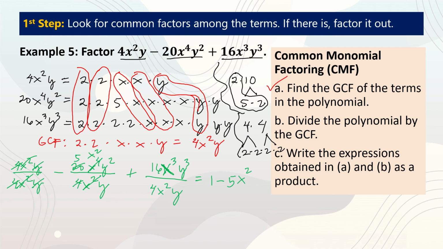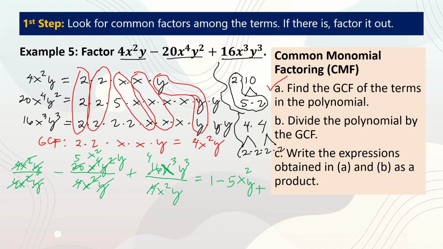Then, the y squared divided by y, dalawang y ang nasa numerator, isang y sa denominator. So, maka-cancel out na nasa denominator, may matitirang isang y sa numerator. Okay, and lastly, the last term, 16 divided by 4, it's 4.